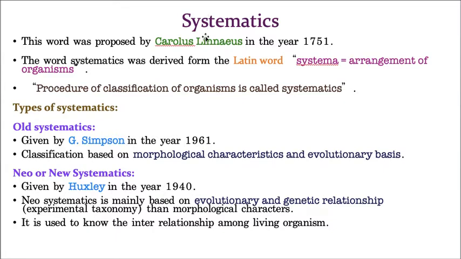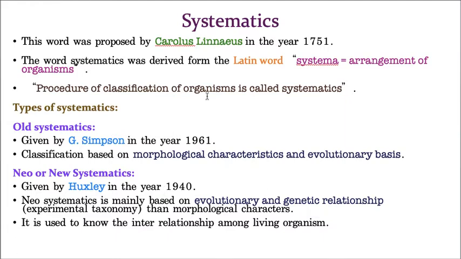Just as the word taxonomy is derived from Greek, the word systematics is derived from a Latin word, systema. Systema basically means arrangement of organisms. How do you define systematics? The procedure of classification of organisms is called systematics. That means the procedure you need to follow while classifying organisms, that process of classification, is called systematics.